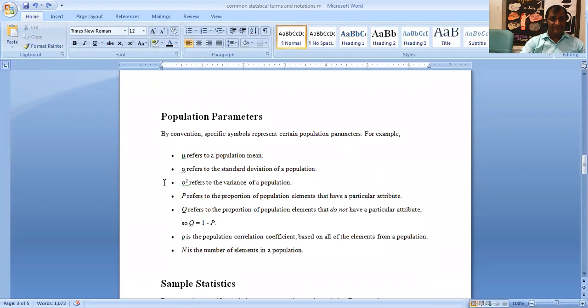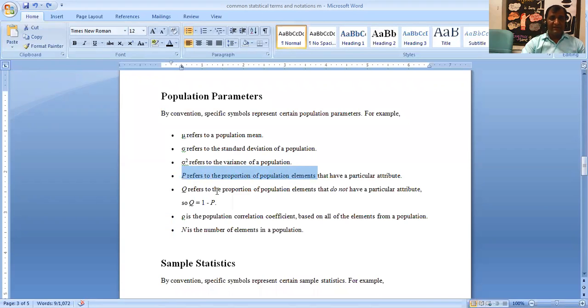Population parameters. Mu refers to the population mean. Sigma refers to the standard deviation of the population. Sigma square refers to the variance of the population. P refers to the proportion of population elements that have particular attributes. Q refers to the proportion of population elements that do not have particular attributes, so Q equals 1 minus P.